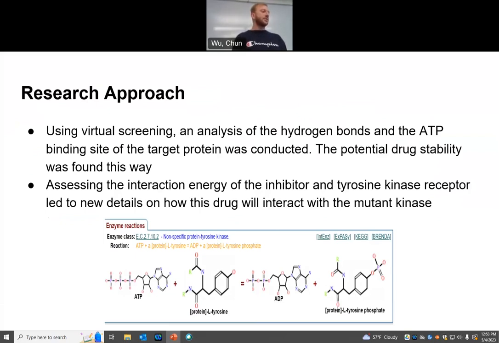So moving on with the research approach, using virtual screening, an analysis of the hydrogen bonds and the ATP binding site of the target protein was conducted. The potential drug stability was found this way. Assessing the interaction energy of the inhibitor and tyrosine kinase receptor led to new details on how the drug will interact with the mutant kinase. And the image on the bottom just shows the catalytic reaction of a protein kinase, just to give you a visual on that.